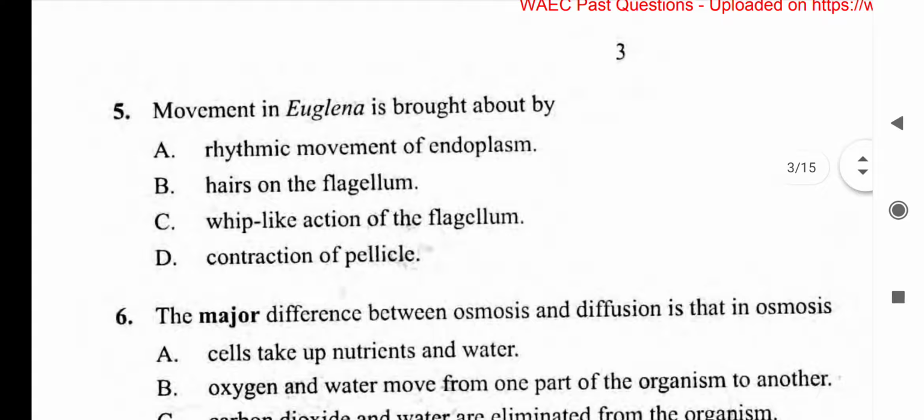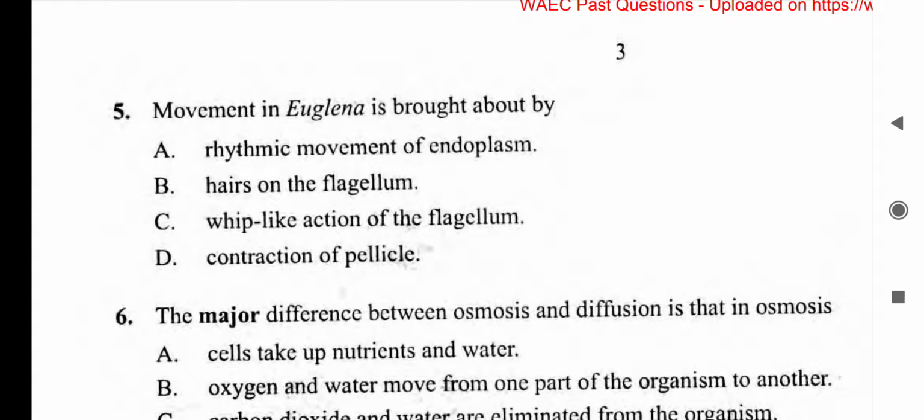Number 5. Movement in euglena is brought about by A. Rhythmic movement of endoplasm. B. Hairs on the flagellum. C. Whip-like action of the flagellum. D. Contraction of the pellicle.